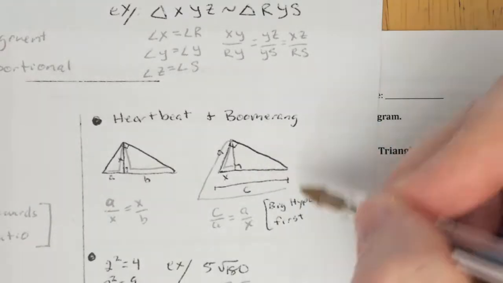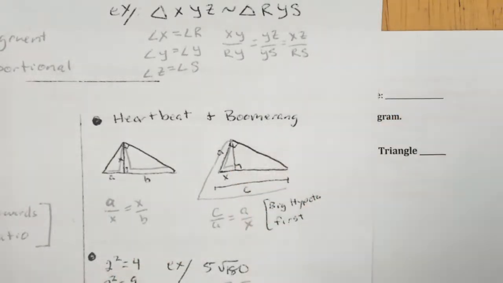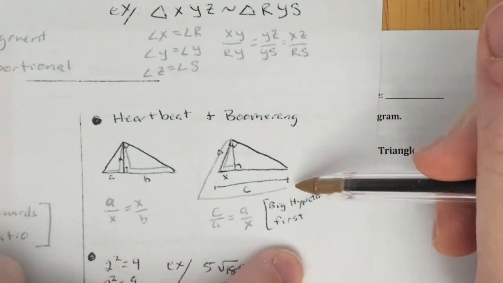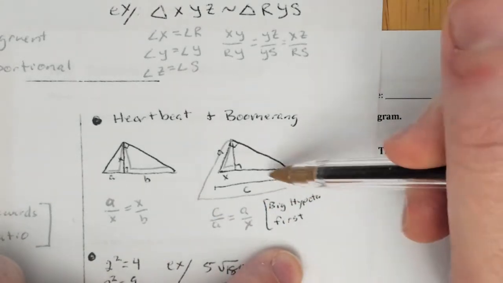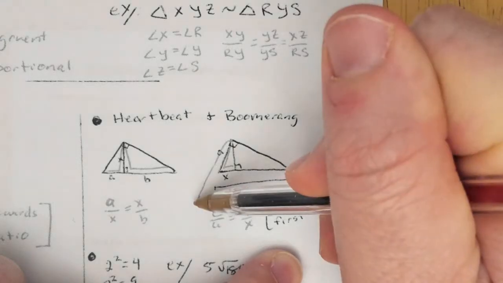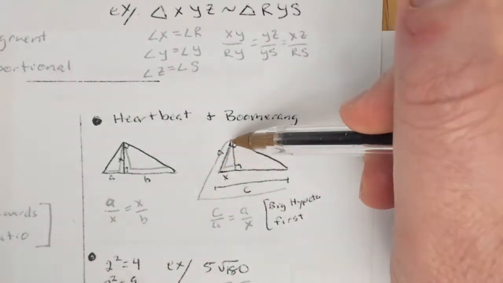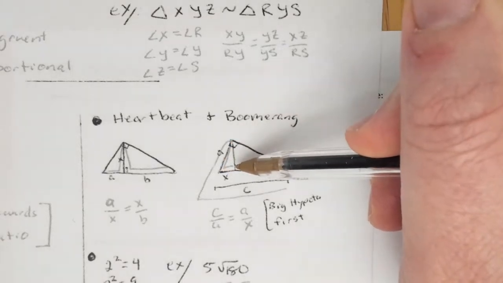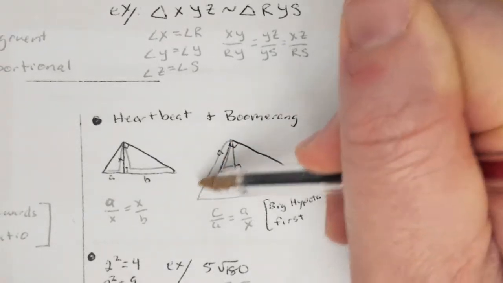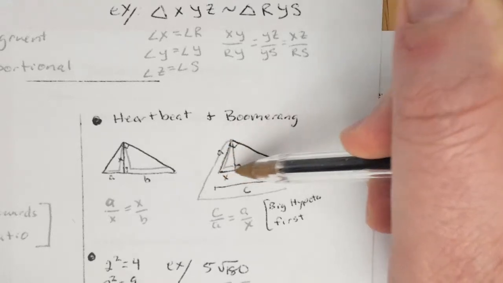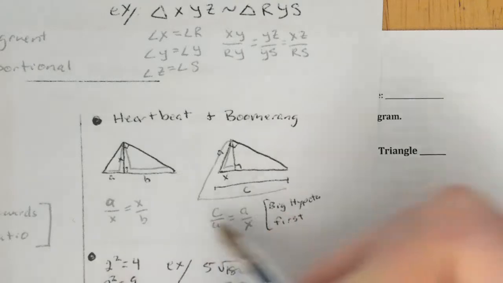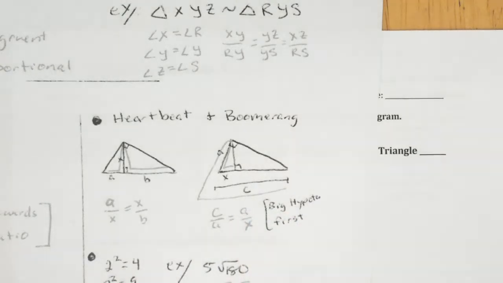And over here for boomerang, if the inside is not labeled, you're going to use boomerang. So you always do the big hypotenuse first, right? So this over one of the sides, and then you backtrack. So this over this, but you don't make it all the way home. So it'd be C over A is equal to A over X. And please notice that these two are always the same. And that was how you make the proportion.